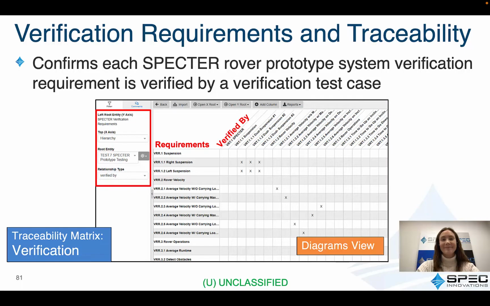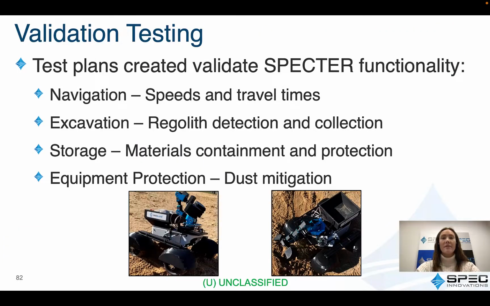After completing the verification of Spectre Rover prototype and its subsystems, test plans were created to begin the validation of Spectre. Validation tests were created to judge the prototype's actual functionality against its expectations and the mission requirements defined by the Break the Ice challenge. Test cases were created to test functionalities such as speeds and travel times between the scaled-down lunar rover sites, regolith excavation and offloading rates, storage and protection of collected materials, and equipment protection against environmental conditions.